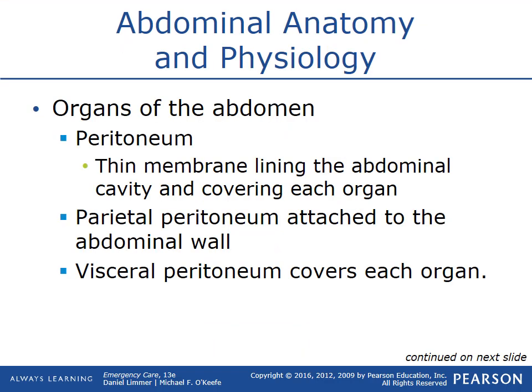The organs of the abdomen, first of all, are lined with what we call the peritoneum. It's a thin membrane lining the abdominal cavity, and it also covers each organ. The parietal peritoneum is attached to the abdominal wall. The visceral peritoneum covers each organ. So parietal is the outer lining and visceral is the inner lining, similar to the lungs. You have a parietal pleura and a visceral pleura.